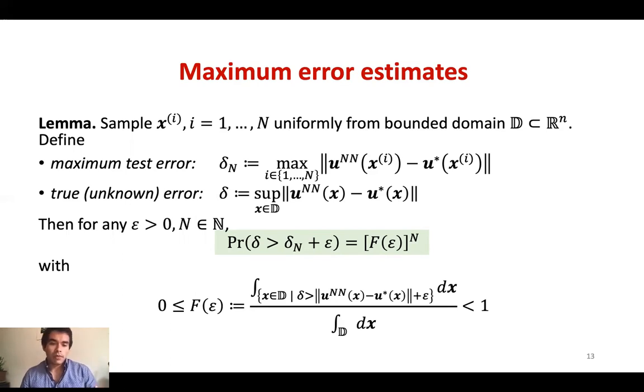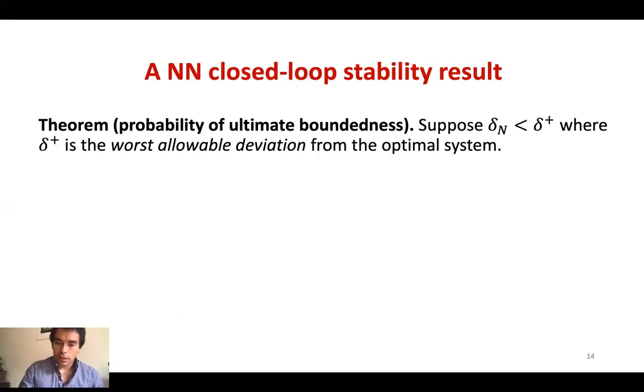A little bit more specifically, if I have some difference, epsilon, and I want to ask, well, what's the probability that my true error is going to be greater than my test error by this epsilon? It's given by this function f of epsilon to the nth power, where n is the number of test points you used. And that f of epsilon is just the probability that any individual sample lands far away from the true maximum. You take this to the nth power, that's your probability that you're not going to be seeing your true maximum, right?